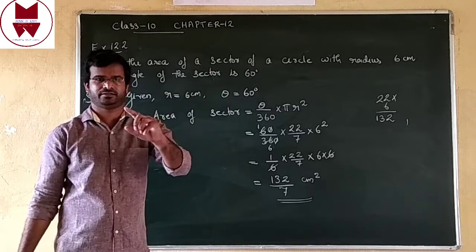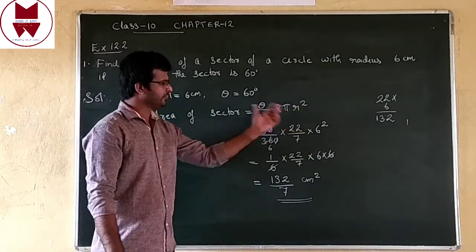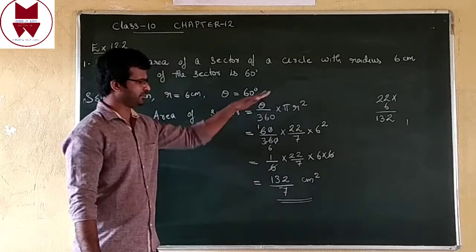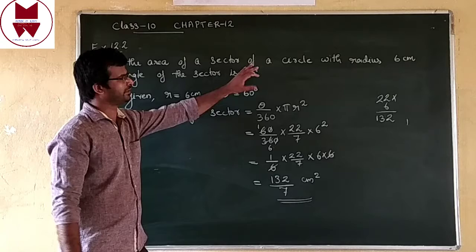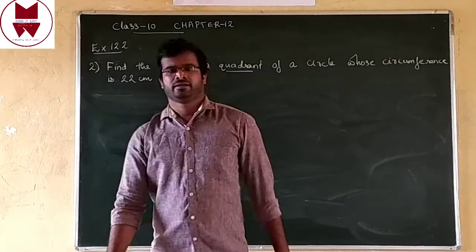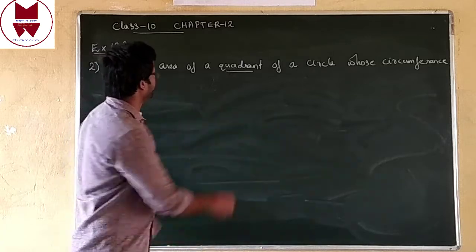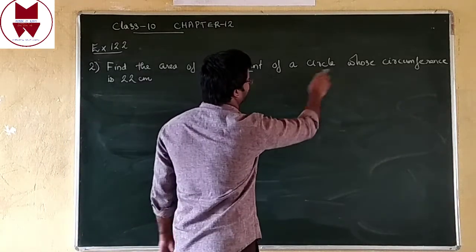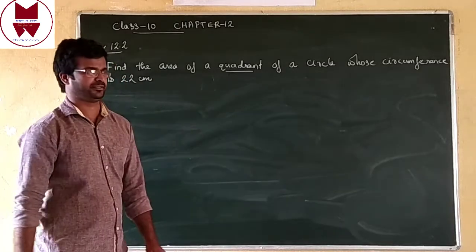Only one thing you have to understand, this formula. Study by heart. Okay. Area of sector, theta by 360 into pi r square. If you study this formula by heart, it is very easy to do this problem. Nothing is there, everything is given directly in this question. Now we can see question number 2. Find the area of a quadrant of a circle whose circumference is 22 centimeter. What is quadrant?